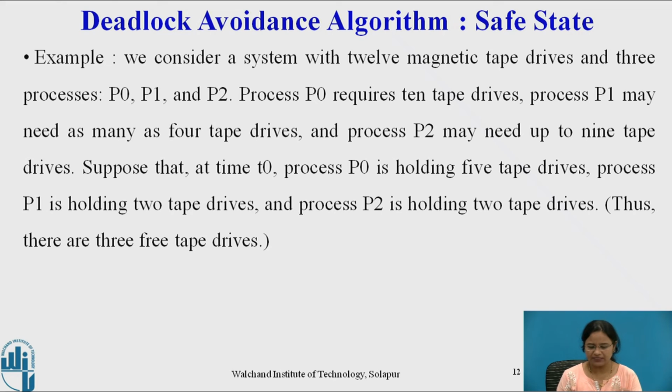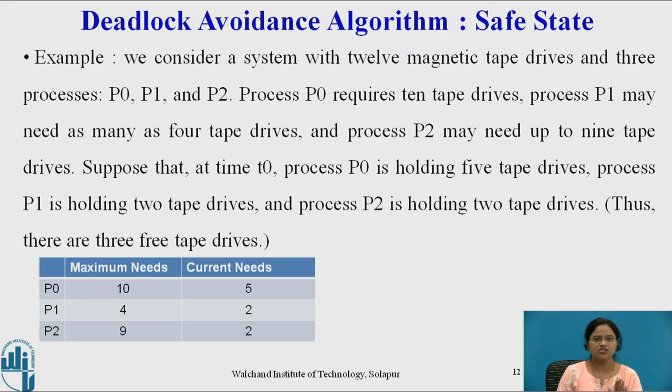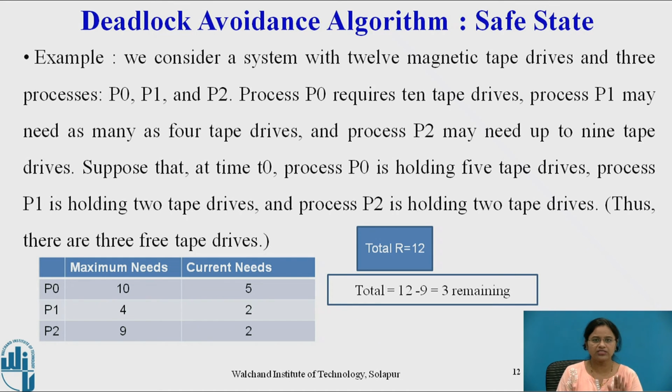So suppose at time T0, process P0 is holding 5 tape drives, process P1 is holding 2 tape drives and P2 is holding 2 tape drives, which is shown here. For P0, P1 and P2 we have a maximum need of 10, 4, 9, and currently they have 5, 2 and 2 allocated. So out of 12, 9 are allocated, so the remaining are 3. Now 3 resources are remaining, then how this will result in a safe sequence, that we will see.